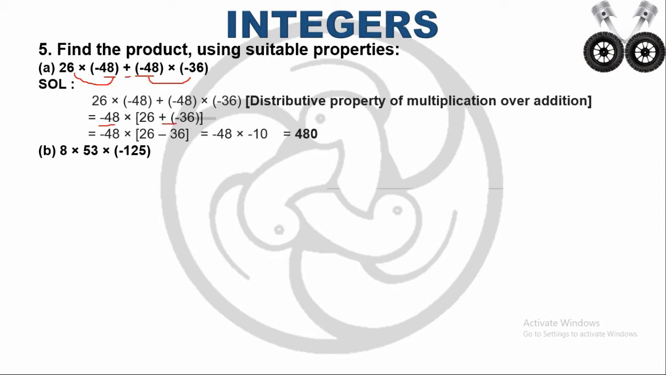Here two operators are next to each other. That means I have to change the operator. So plus into minus, the operator sign will be the negative sign. So 26 minus 36, we have to subtract because the two integers have different signs.